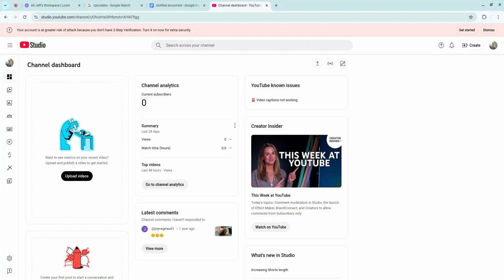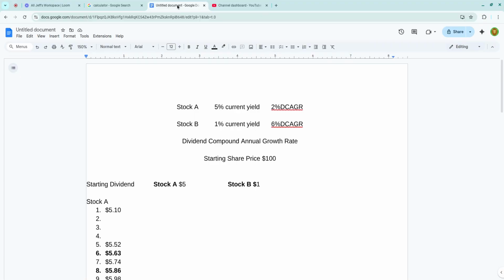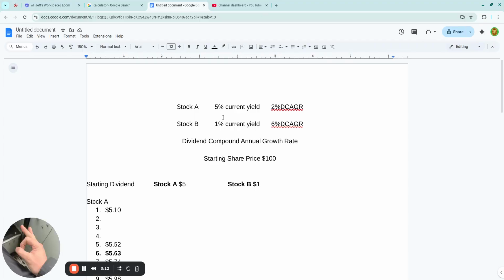Today we are going to analyze two stocks, one with a 5% current yield with a 2% dividend compound annual growth rate, the other with a 1% current yield and a 6% dividend compound annual growth rate. So basically what that means is stock A is paying a higher yield up front, so initially you would get more cash flow from the investment, whereas stock B is growing the dividend at a faster pace, but it's not paying as much initially.